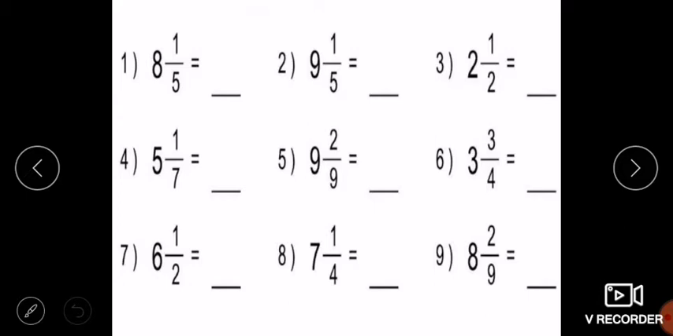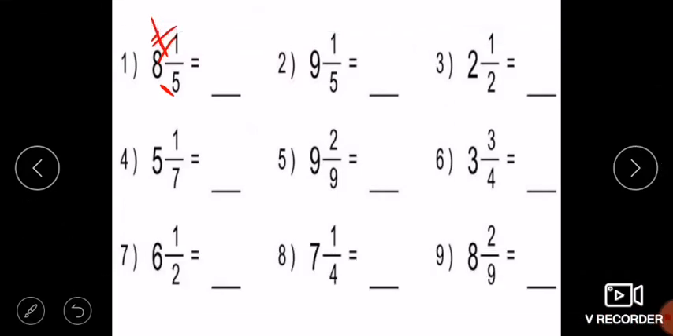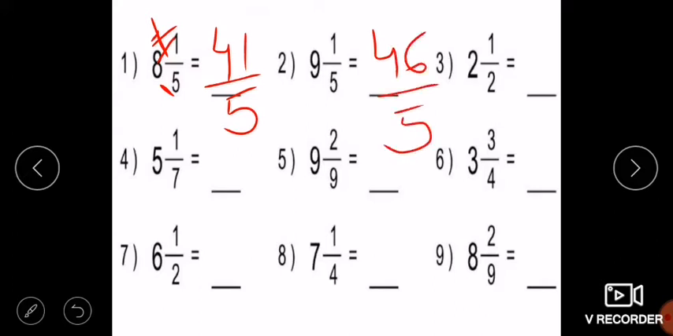Now we will do, if mixed numbers have been given, then how will you convert it into improper fraction? Now 5 8s are, what will you get? 5 8s are 40 plus 1, 41 by 5. That you will get. Now 5 9s are 45 plus 1, 46 by 5. 2 2s are 4 plus 1, 5. So the answer will be 5 by 2.